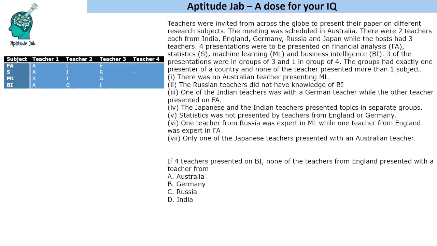If 4 teachers presented on BI, none of the teachers from England presented with a teacher from... So if 4 presented on BI, that means the English teacher will come here, right? So the English teacher did not present with people of which country? Australia they present, Germany also they present. Russia they won't. India they present, and Russia they won't. So this is the solution to this question.